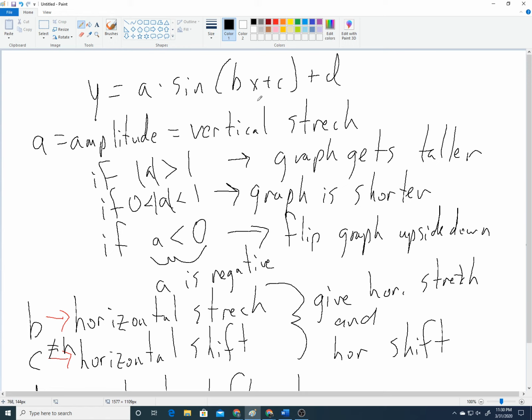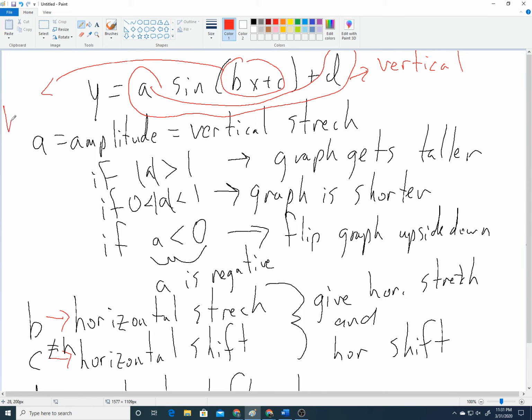Something that helps me to remember what does what, and I think that you guys have this down, but I'm still going to show you, is the stuff that's outside of the function. It affects what happens vertically. Vertical stretch or vertical shift. What happens inside the function, that deals with the horizontal. And what's convenient about this is that's true of all functions, not just these trig functions.